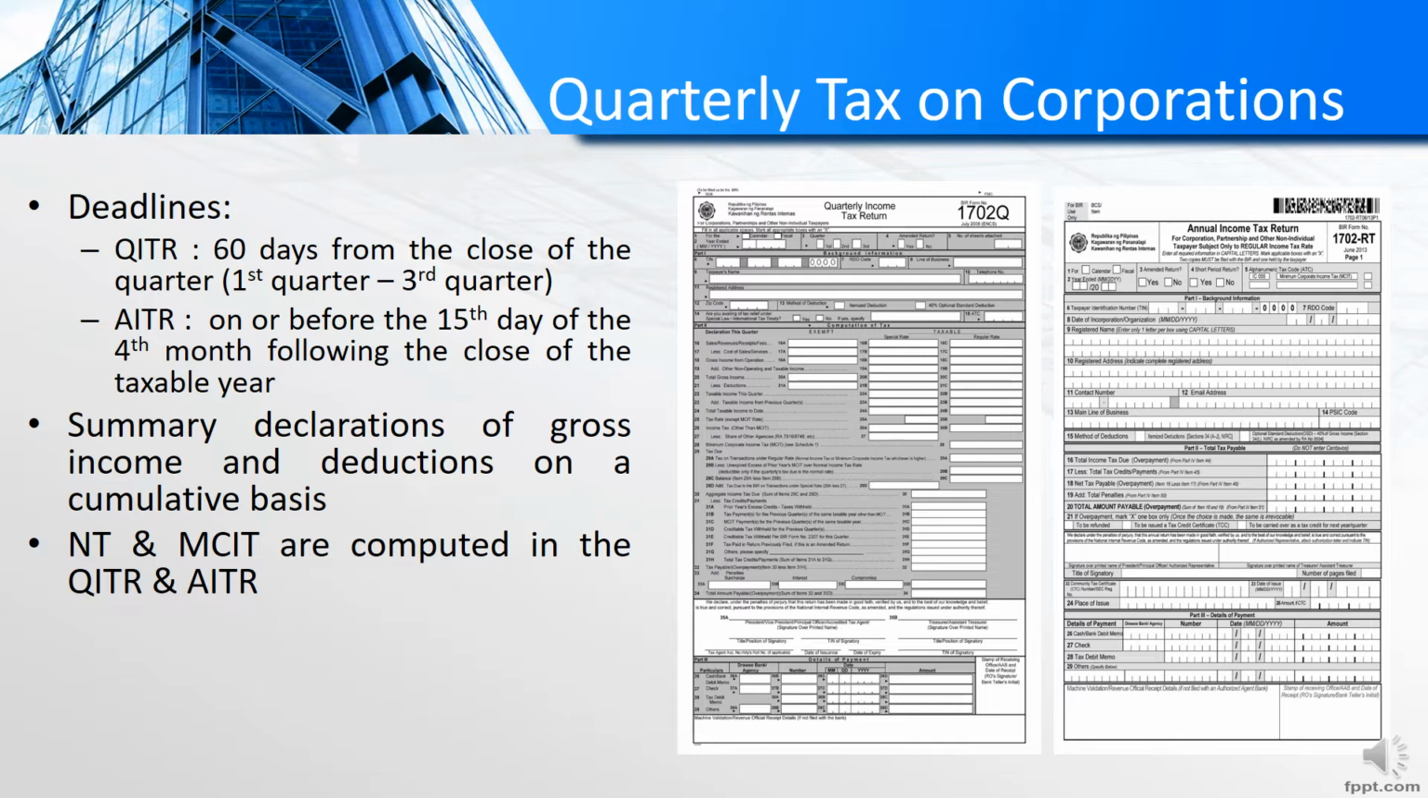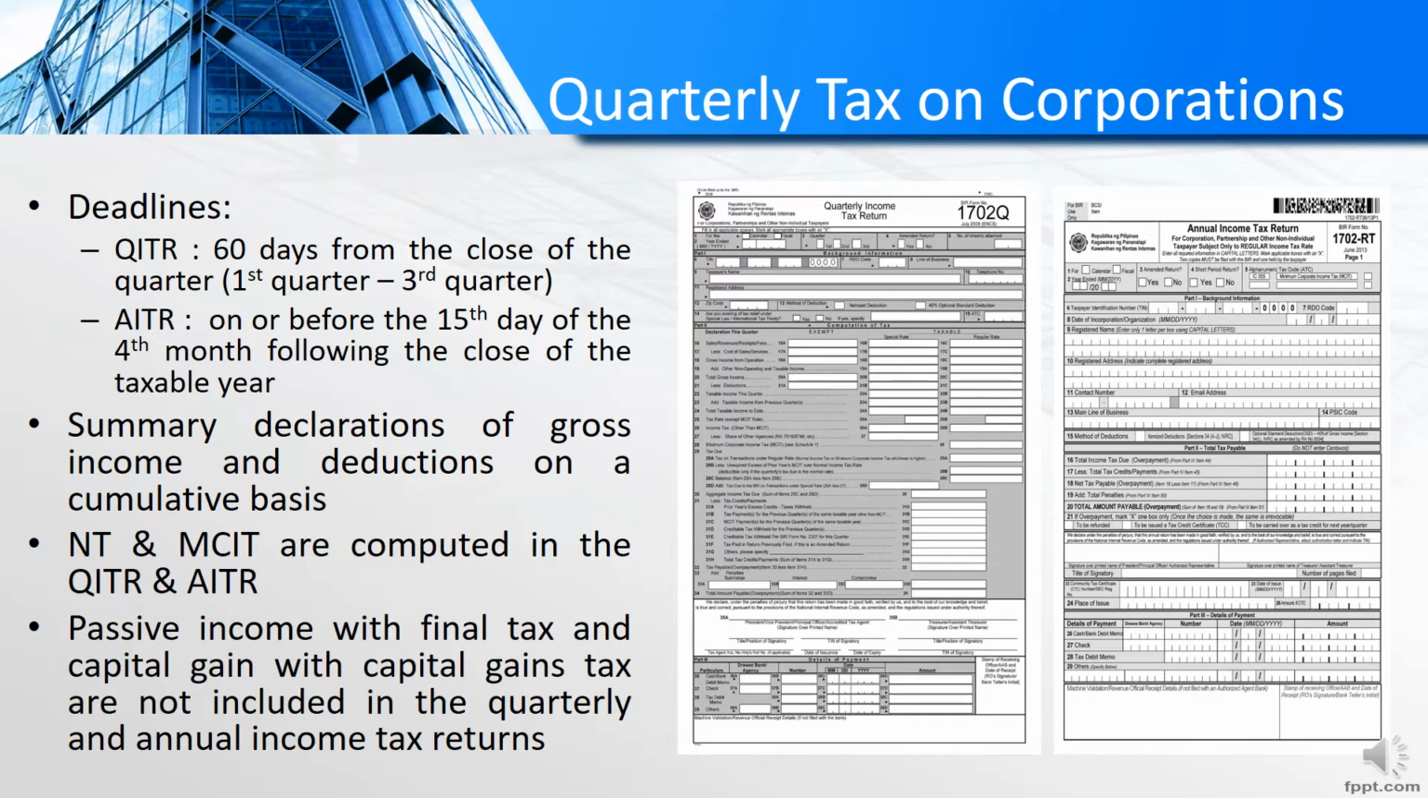The tax computed on the quarterly or annual income tax returns is decreased by the amount of tax paid for the preceding quarter or quarters. There may be an income tax payable but not refundable in a quarterly return. Passive income with final tax paid and capital gain with capital gains tax are not included in the quarterly and annual income tax returns. If the sum of the quarterly tax payments made during the year is not equal to the tax due on the final return, the corporation may have an income tax still due, a carryover, or income tax refundable.